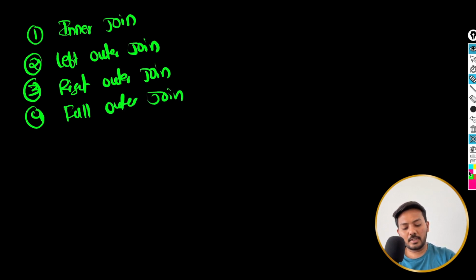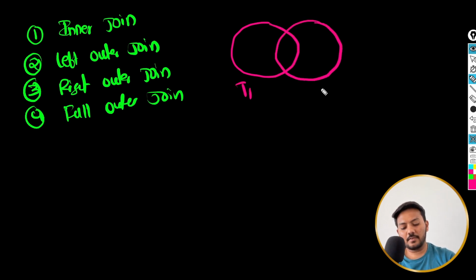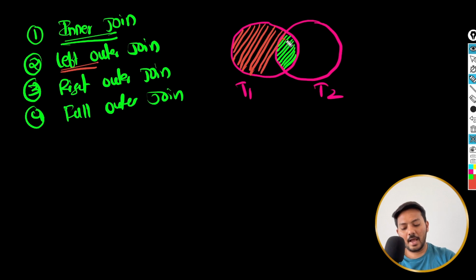So if we talk about the Venn diagrams, let me do a Venn diagram like this. This is T1, this is T2, and in case of inner join, I'm going to get the inner values between those two tables. In case of left outer join, I'm going to get all the values which are present in table 1 along with the values which are common between table 1 and table 2. And then if I talk about right outer join, it is going to be all the values in table 2 along with all the values which are common in table 1 and table 2.